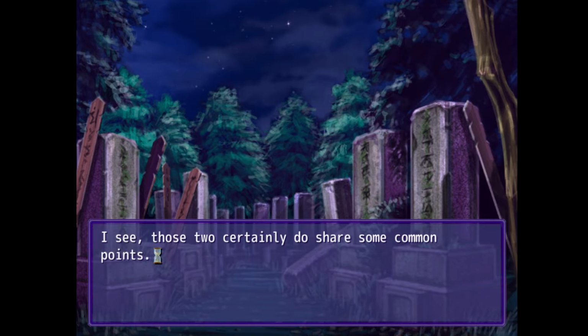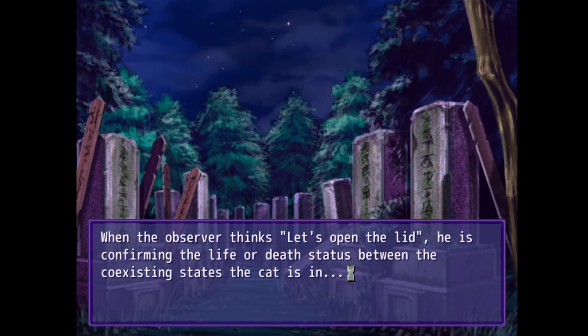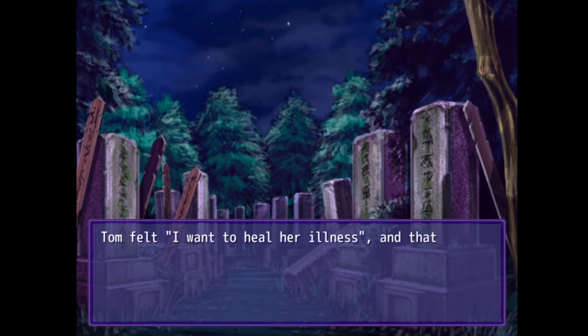I see, those two certainly do share some common points. Anyway, someone's imagination has already changed reality. When the observer thinks, let's open the lid, he is confirming the life or death status between the coexistent states the cat is in. Tom felt, I wanted to heal their illness, and that caused the focus of her illness to disappear. Now then, back to the real issue at hand.